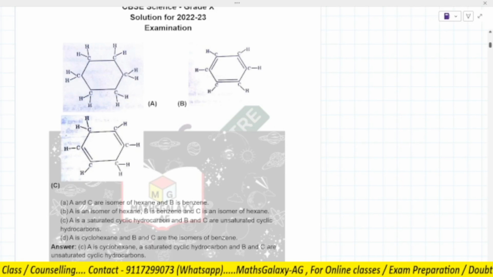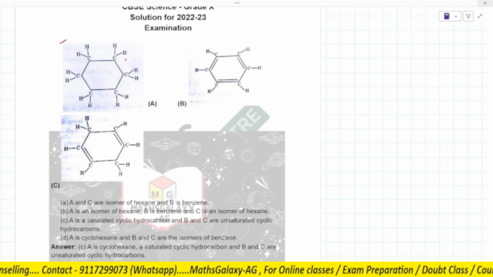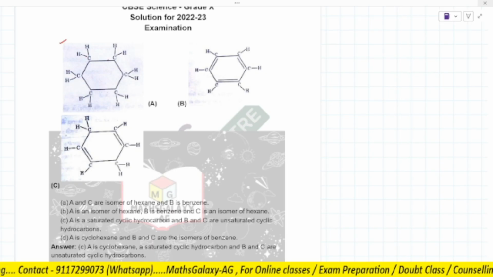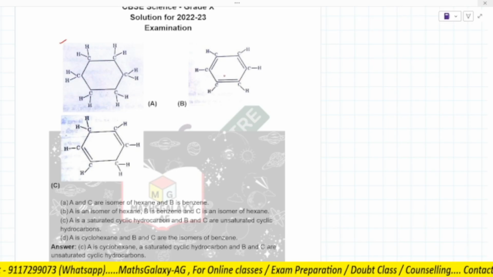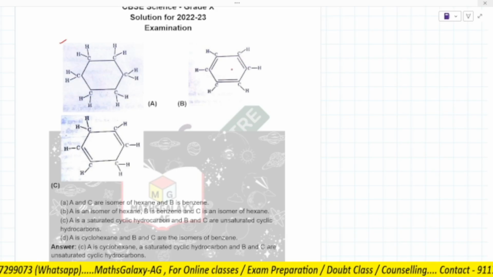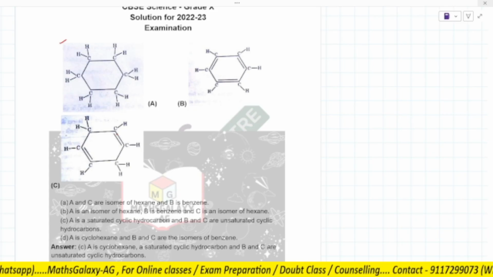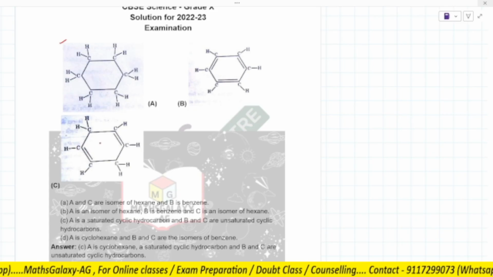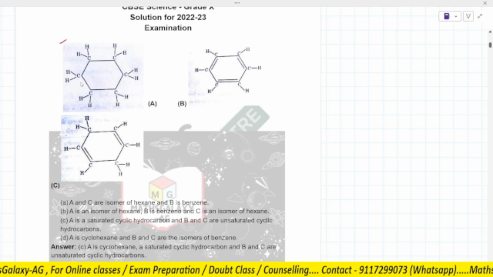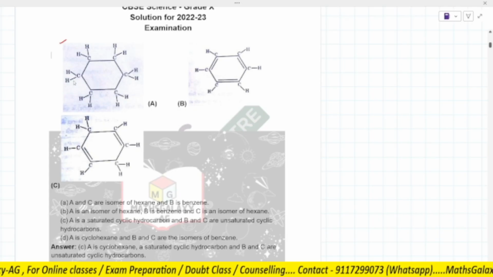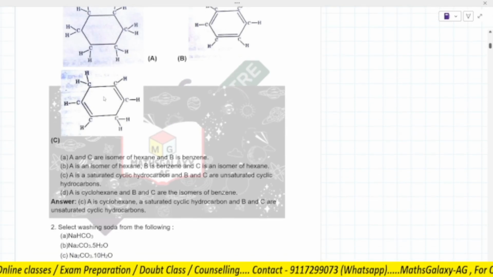As you can see here, there are 1, 2, 3, 4, 5, 6 carbon atoms, all joined with single bonds. Here there are 6 carbon atoms, but 3 are joined with double bonds and 3 with single bonds. And here again 6 are joined, in which 2 are joined with a double bond and the others with single bonds, right? These structures we have already learned in yesterday's class, in the carbon and its compounds class.